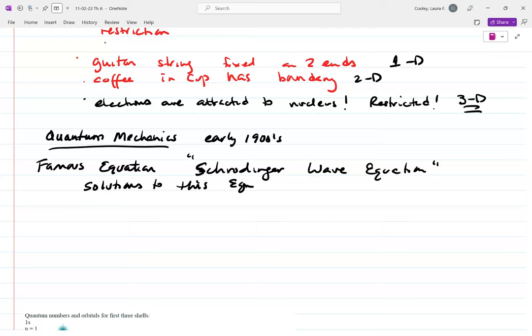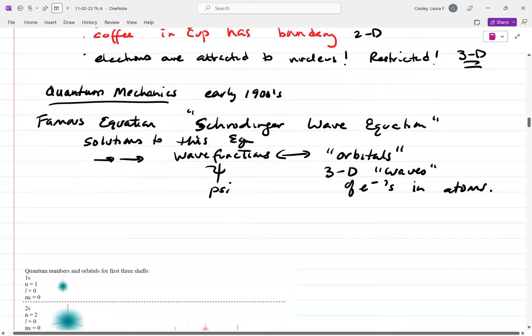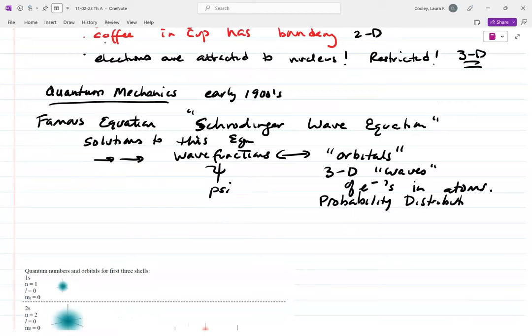something we call wave functions, for which you'll often see the Greek letter psi used. But a wave function is the same as the thing we call orbitals. Okay, and these are the 3D waves of electrons in atoms. These are places where the electrons can be, visualized. They're really more like probability distributions. So they're giving you an idea of where the electron might most likely be found, okay?